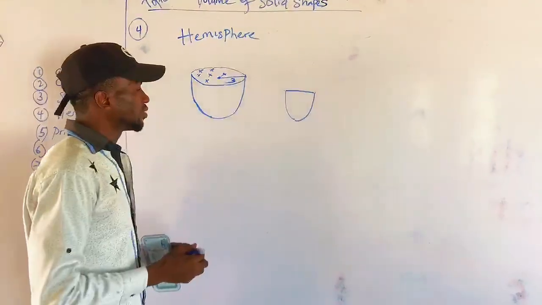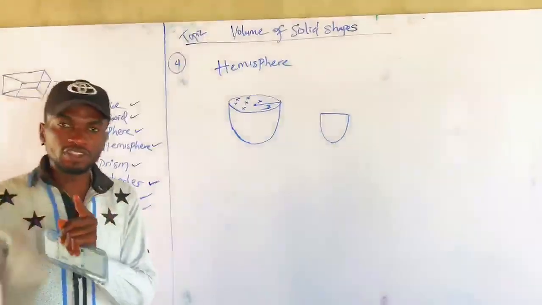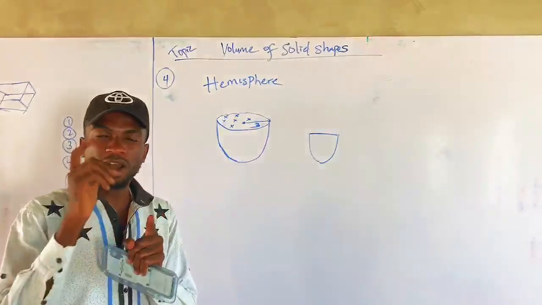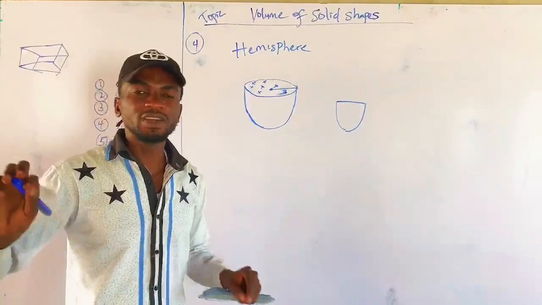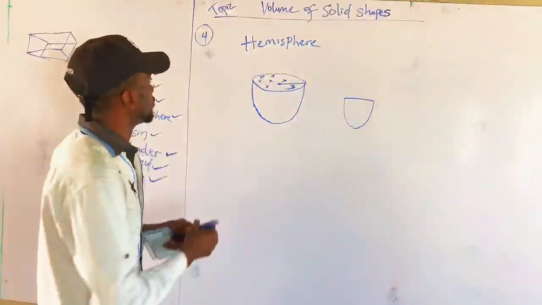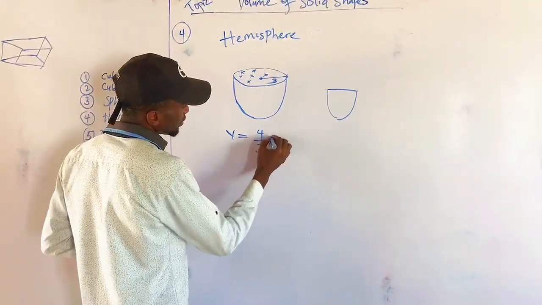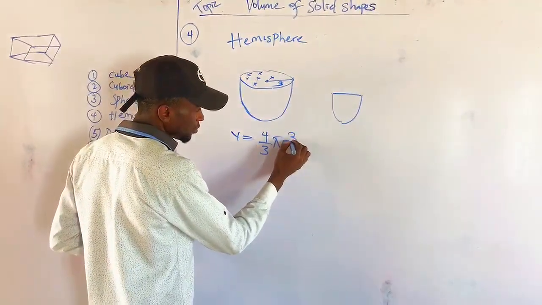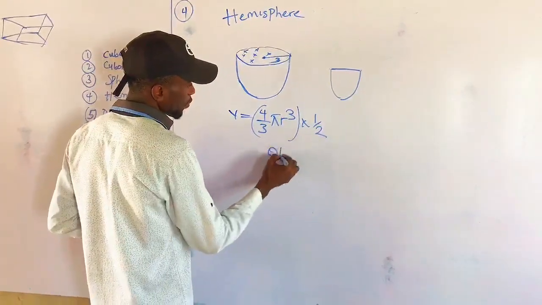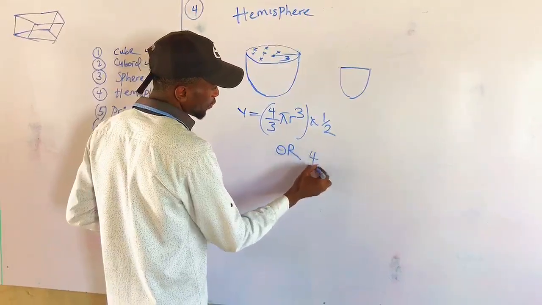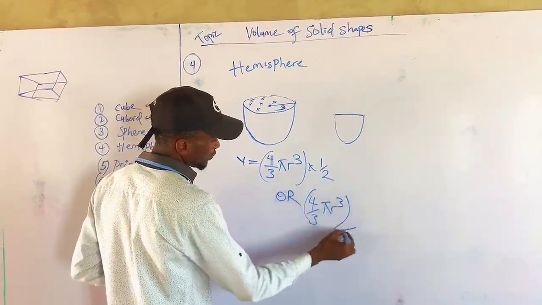Alright. And to calculate the volume of a hemisphere, you just calculate the volume of a sphere, then you multiply your answer by 1/2, or calculate the volume of a sphere and divide your whole answer by 2. So volume is equal to 4/3 πr³ times 1/2, or 4/3 πr³ divided by 2.